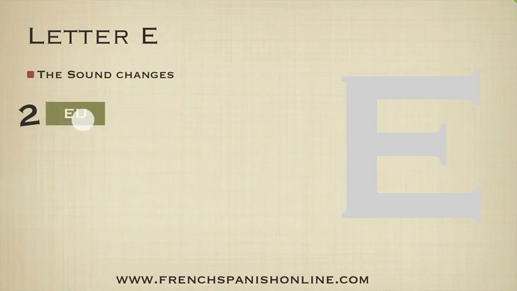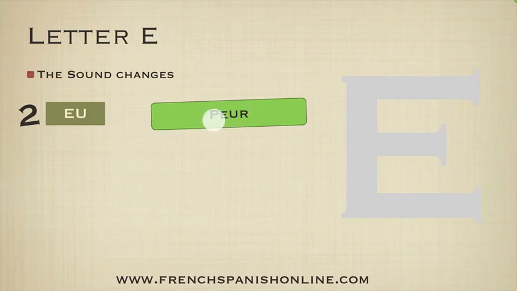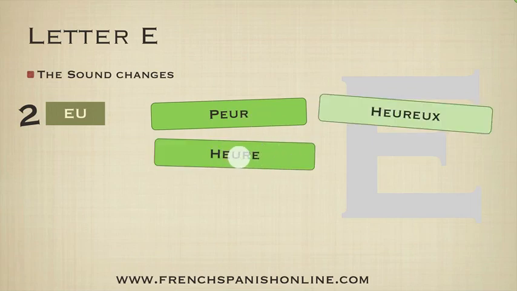E and U, again, 2 pronunciations. For example, peur, peur, so the sound E here. Heure, again the sound E, but here we say heureux, happy, so the sound is E. Can you hear the difference? Peur, heureux, so we have E and E. And peureux, coward, peureux, so the same thing. Peur, peureux.